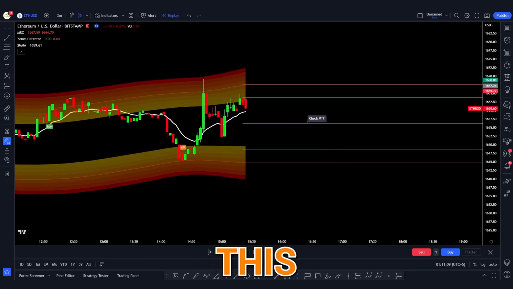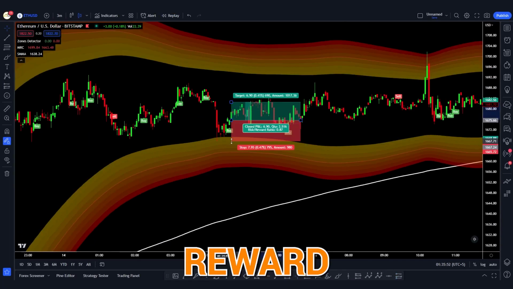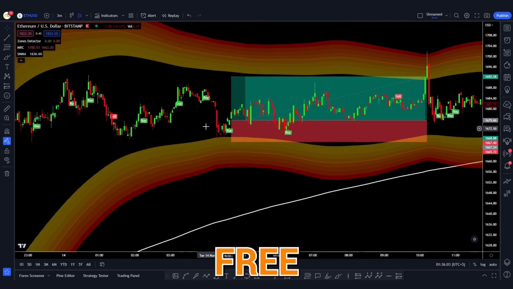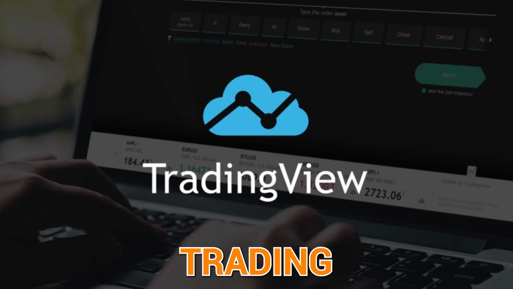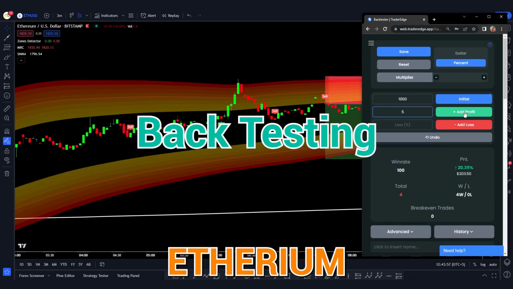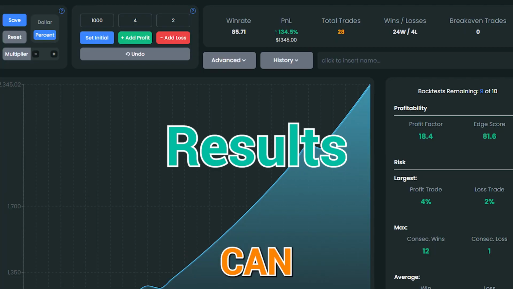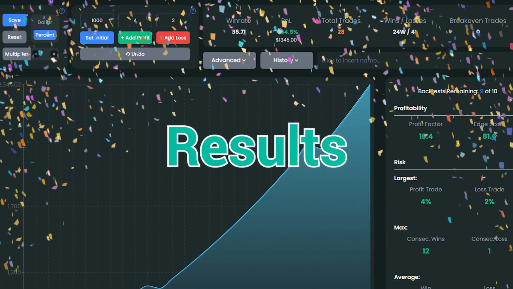Today I'm going to share with you this amazing strategy that will minimize your risk and also give you higher risk to reward ratio trades, all by using the free indicators that are available on TradingView. And to prove my claim, as you can see, I have backtested this strategy on Ethereum USD chart at 3-minute time frame in 2023, and the results, as you can see, are absolutely amazing.